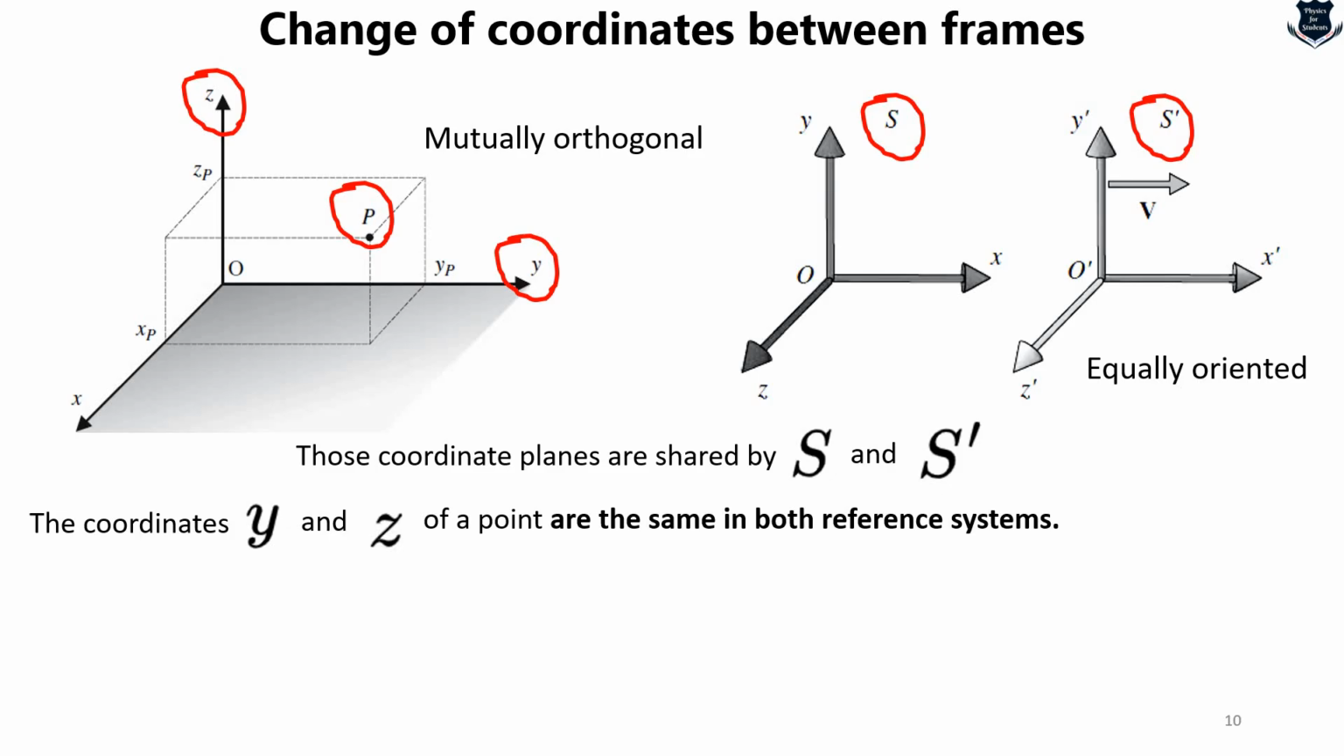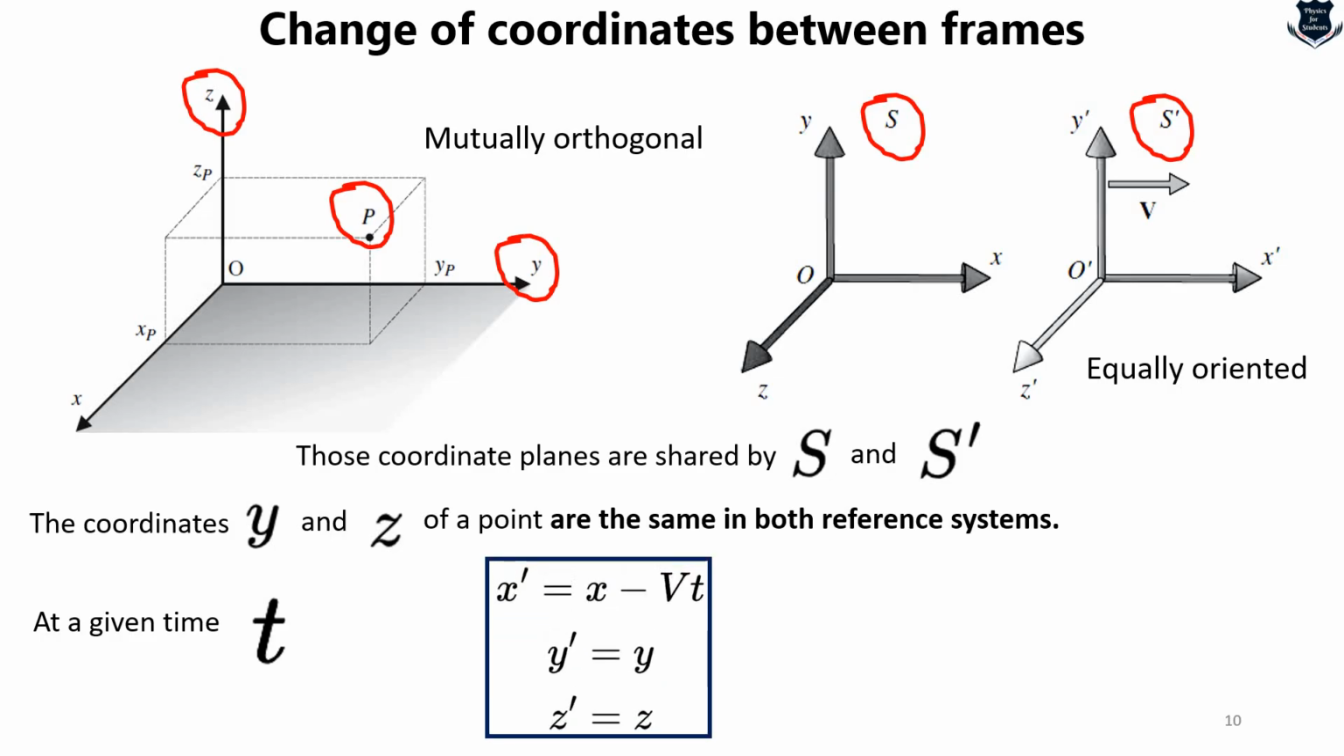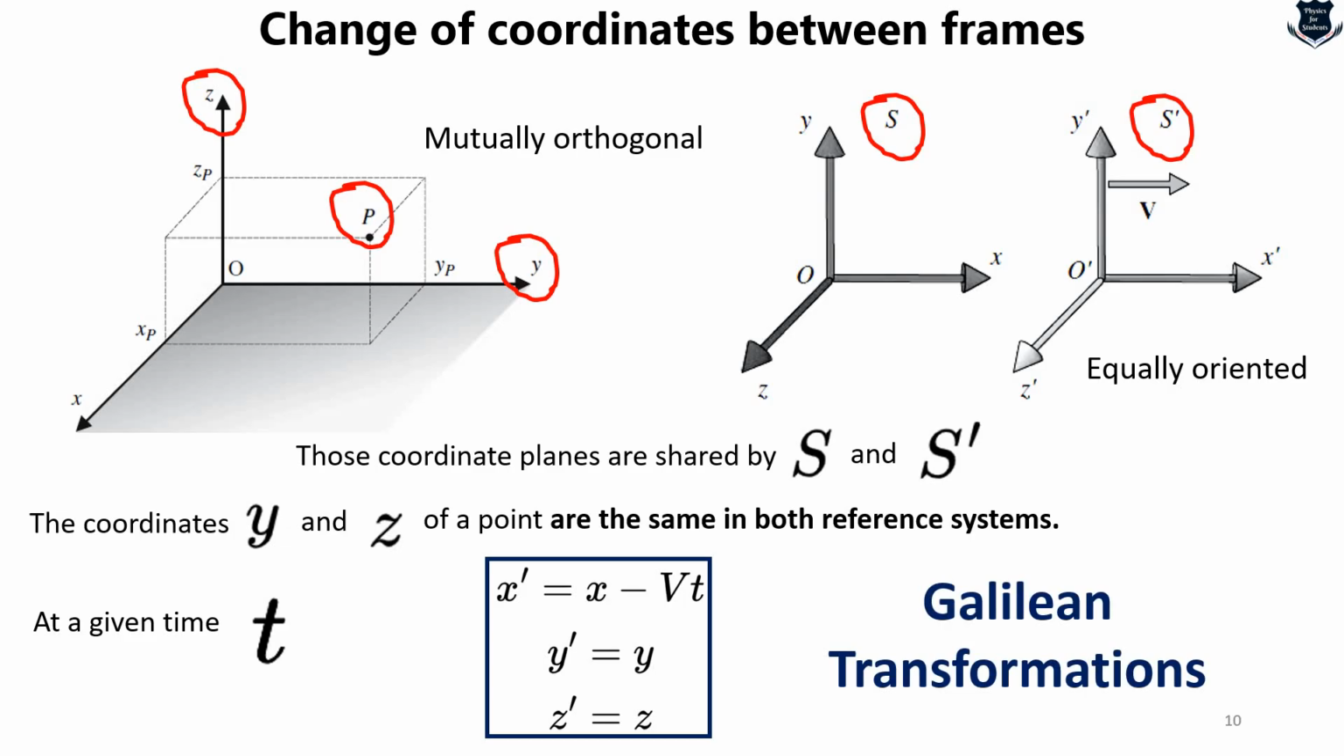So in sum, the Cartesian coordinates of a given point at an instant t can be transformed as follows: x prime equals x minus vt, y prime equals y, and z prime equals z. You can already understand that this is what is called the Galilean transformations, named after Galileo Galilei, the famous mathematician, astronomer and physicist.